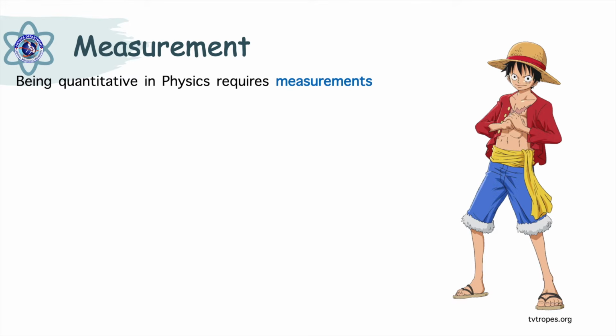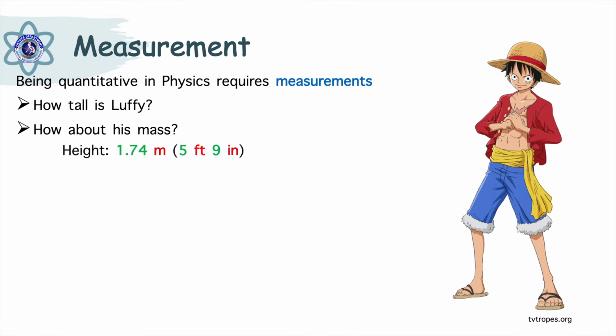Note that being quantitative in physics requires measurements. What do I mean? For example, I have here Monkey D. Luffy, and I want to know how tall he is and what his mass is. Of course, the answers would be 1.74 meters and 64 kilograms. So take note that in describing physical quantities, both numbers and units are necessary.